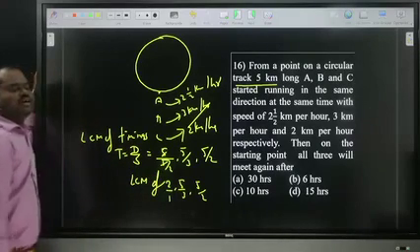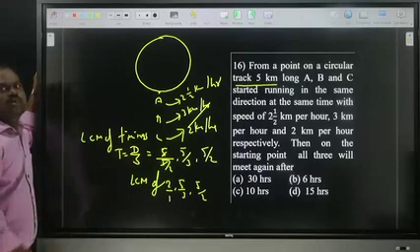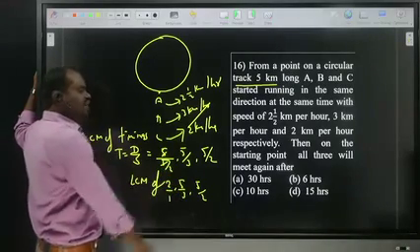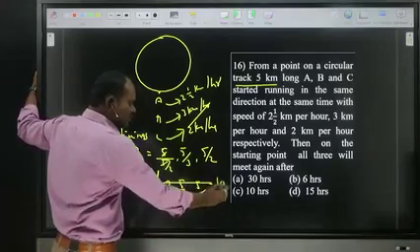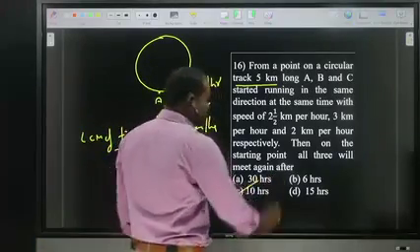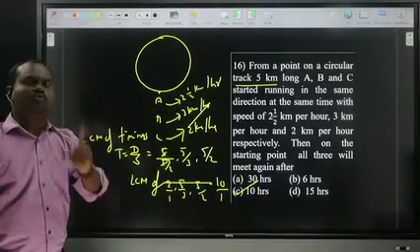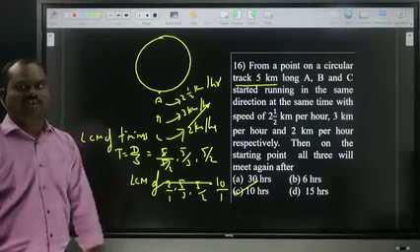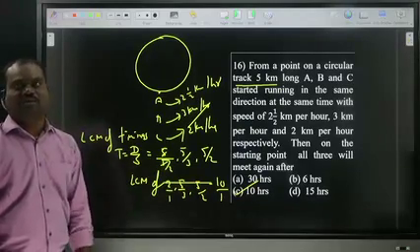Earlier I said, what is the LCM of fractions formula? LCM of numerators by HCF of denominators. LCM of numerators, that means 2, 5, 5. What is the LCM? 10. HCF of 1, 2, 3, 1. So what is the answer? 10. Option C, not option B. LCM of 2, 5, 5 is 10. HCF is 1. So the answer is 10 hours. Now we should find the LCM for timings. Is it clear?